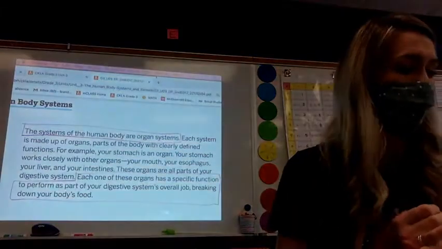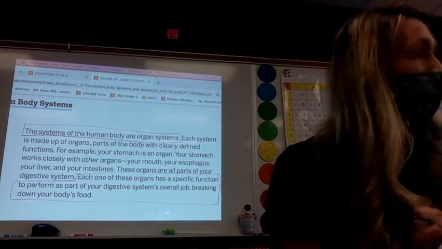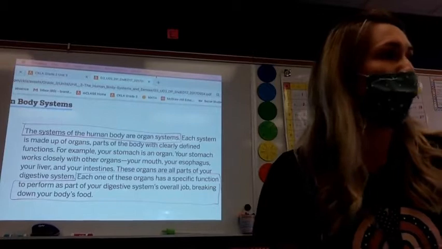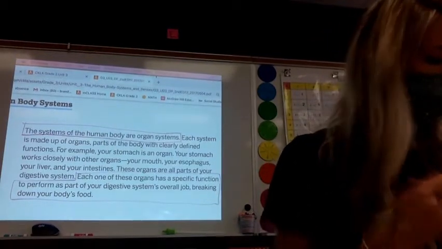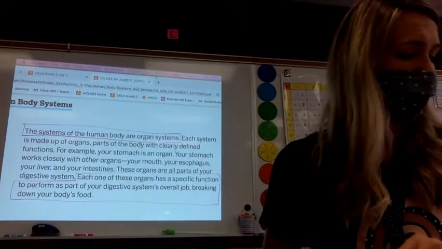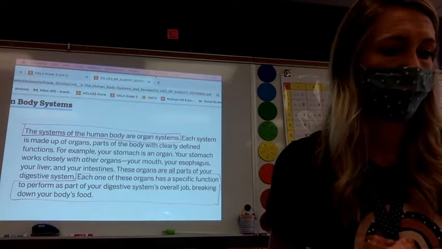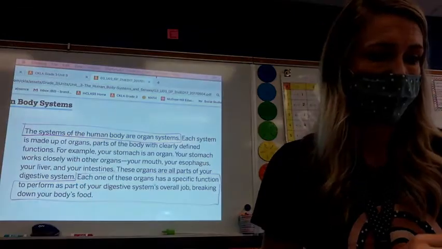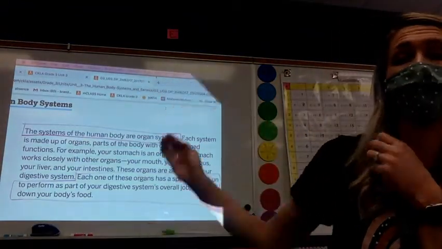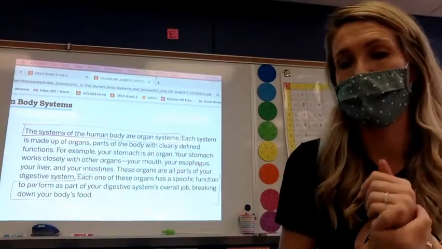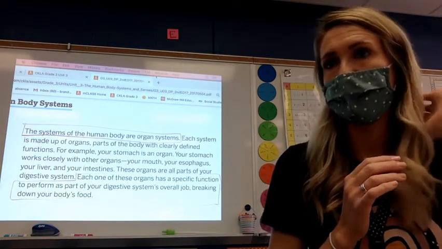Now, that last sentence we read: each one of these organs has a specific function to perform as part of your digestive system's overall job, which is breaking down your body's food. How does that relate to the other remaining sentences in our paragraph? Turn and talk. Three, two, one. How does that final sentence relate to the remaining sentences we have yet to talk about in our paragraph? Joey. So the bottom sentence is talking about the digestive system, and the remaining ones are all talking about the digestive system.